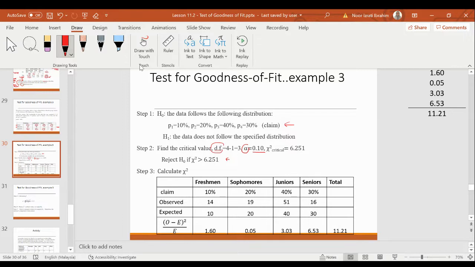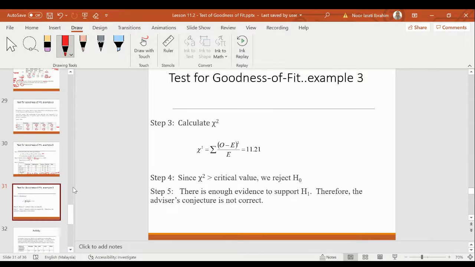Then step 3 is to calculate the test statistic. We need to find first (O minus E) squared over E for each of the categories here. Then you just sum them up. You will get the test statistic value of 11.21. So 11.21 lies within the rejection region. That means we reject H0, since chi-square is greater than CV.